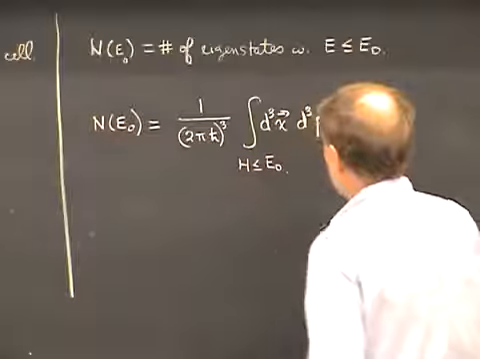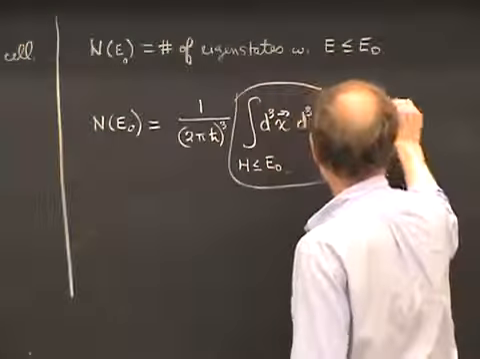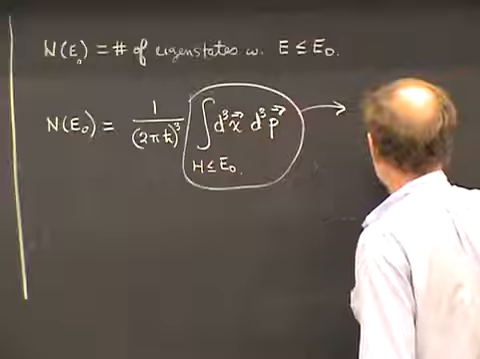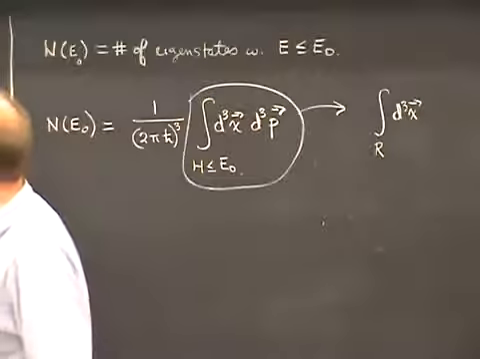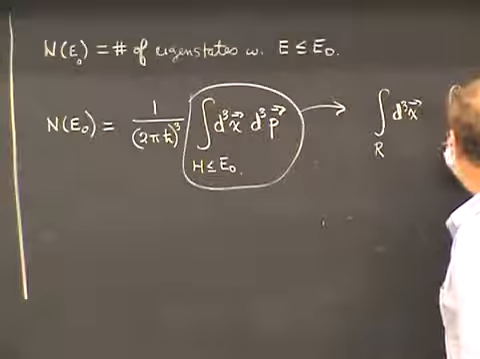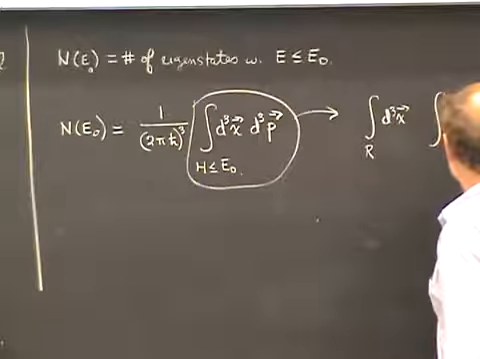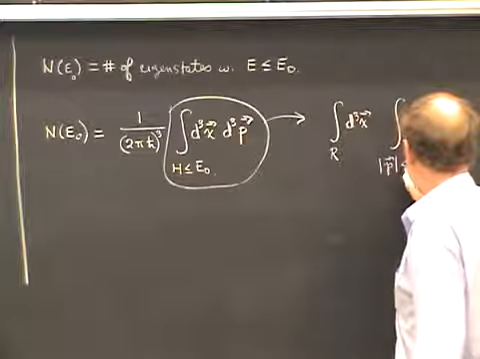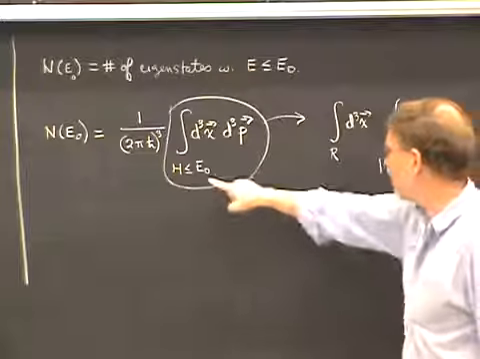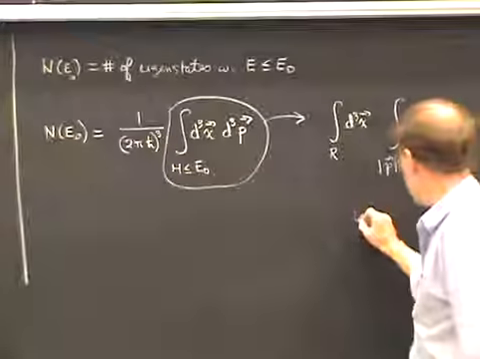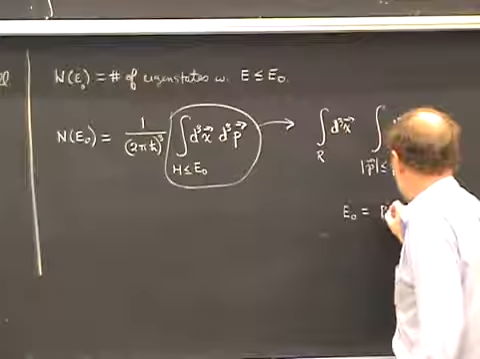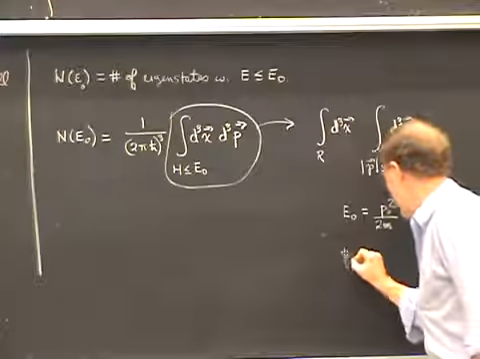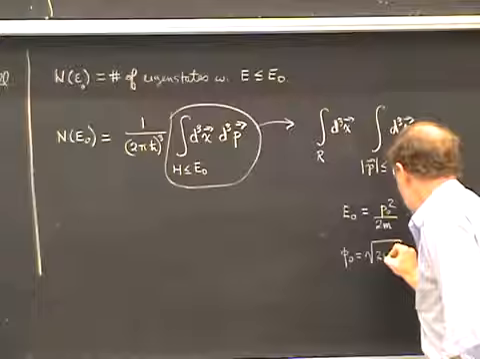Looks like it's hard to do, but actually it's not difficult at all, because this breaks up into an x integral, which is just taken over the region R, because that's the only place the particle can be. And then it's times the momentum integral, a 3-dimensional momentum integral, which is taken over the region where the magnitude of p is less than or equal to p naught, where p naught is the magnitude of momentum corresponding to E naught, so that E naught is equal to p naught squared over 2m. Or, in other words, p naught is equal to the square root of 2m E naught.